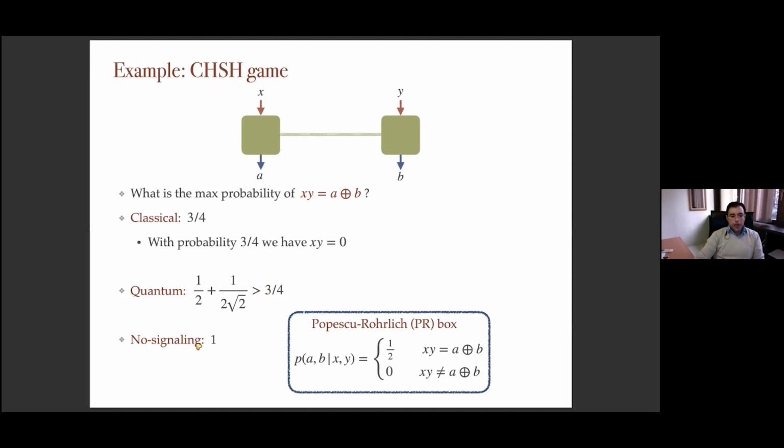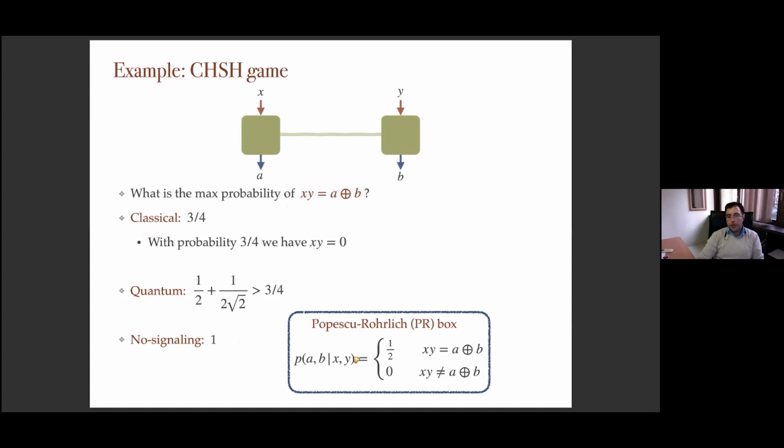But what about in the no signaling case? Of course, I can get this number, because in the classical case I have the no signaling condition. Similarly, in the quantum case, I have the no signaling condition. So I can get this number if I restrict myself only to no signaling correlations. But surprisingly, if I put only the no signaling condition, I get 1. With probability 1, I can satisfy this equation. Why is it the case?